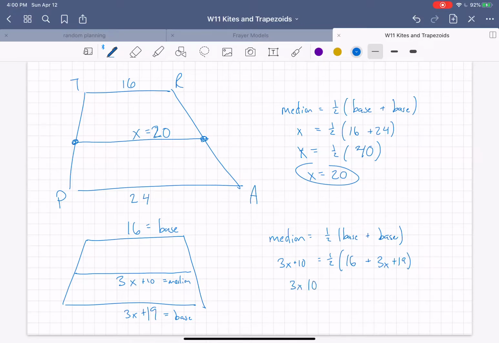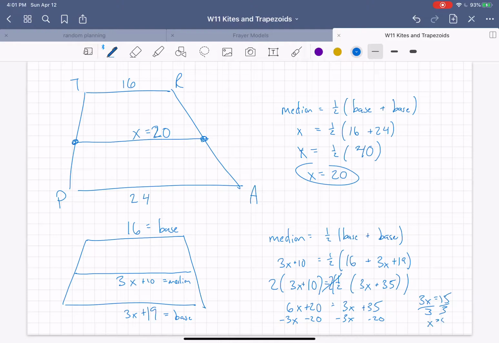And then we just do our math, combine like terms. We have 3x, but then 16 plus 19 would be 35. And just like with the triangles, instead of distributing the 1/2, I'm going to multiply both sides by 2 and then distribute the 2. Combine like terms. So we get 3x is equal to 15, divide by 3, so x is equal to 5.